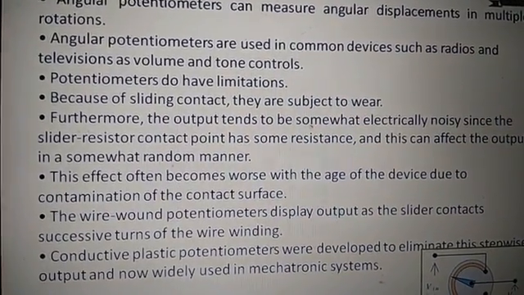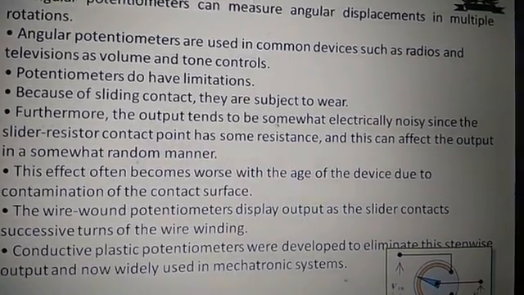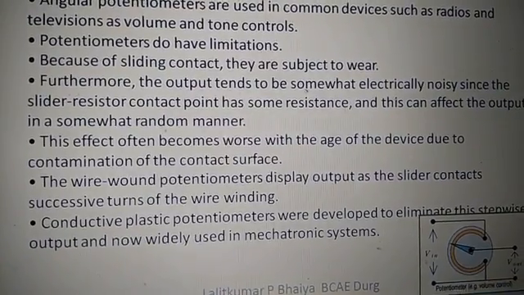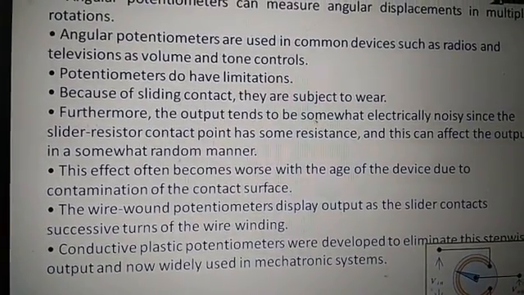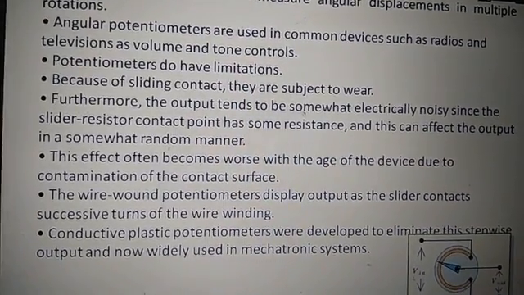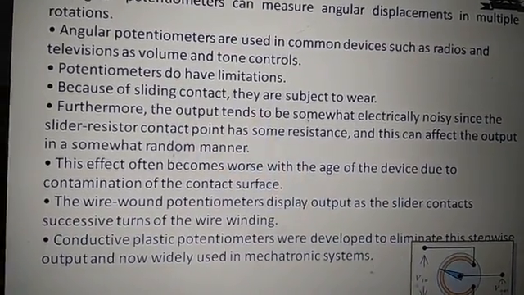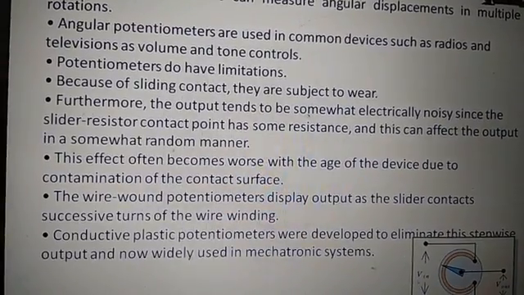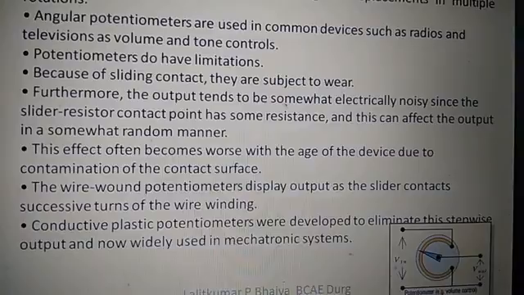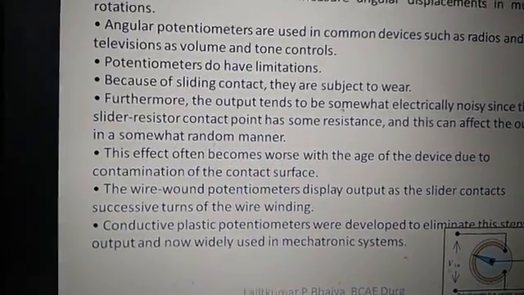Potentiometers do have limitations. Because of sliding contact, they are subject to wear. Furthermore, the output tends to be somewhat electrically noisy since the slider-resistor contact point has some resistance, and this can affect the output in a somewhat random manner. This effect often becomes worse with the age of the device due to contamination of the contact surface. Wire-wound potentiometers display output as the slider contacts successive turns of the wire winding, and conductive plastic potentiometers were developed to eliminate this stepwise output and are now widely used in mechatronic systems.